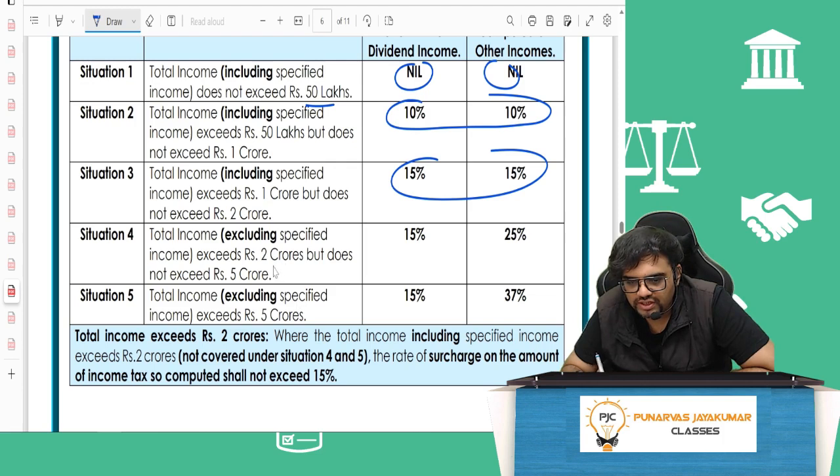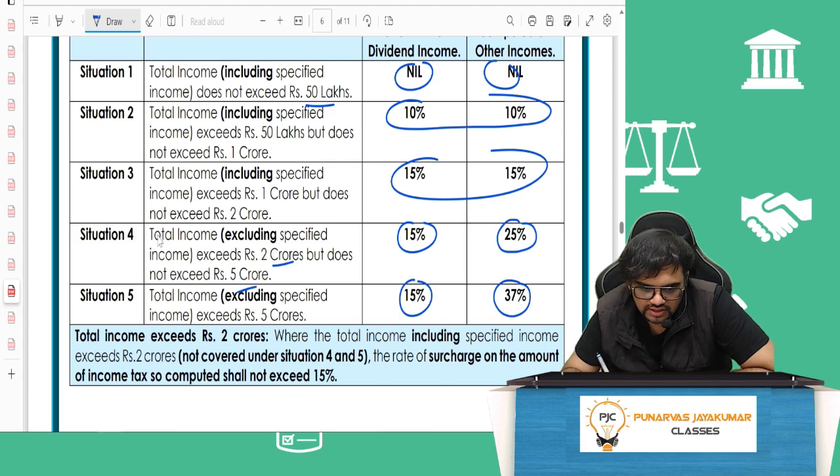If it is above 2 crore but does not exceed 5 crore, on that income how much will you pay? 15% you will have to pay. And separately on dividend income, on 111A and 112A, how much you have to pay? 15%. Again, total income excluding specified income, if it exceeds 5 crore, on other income portion how much I'll pay? 37%. On this income, how much I'll pay? 15%.